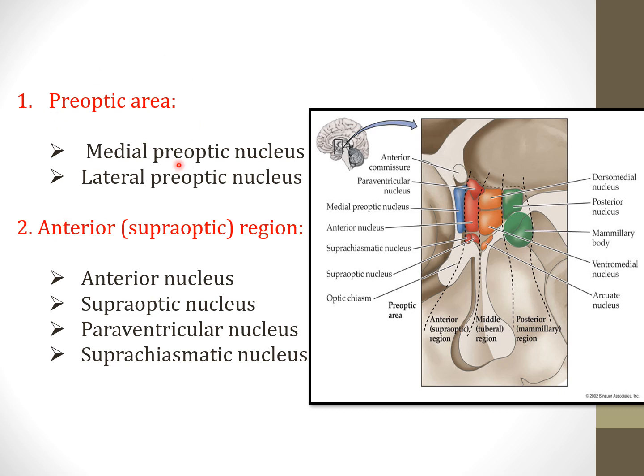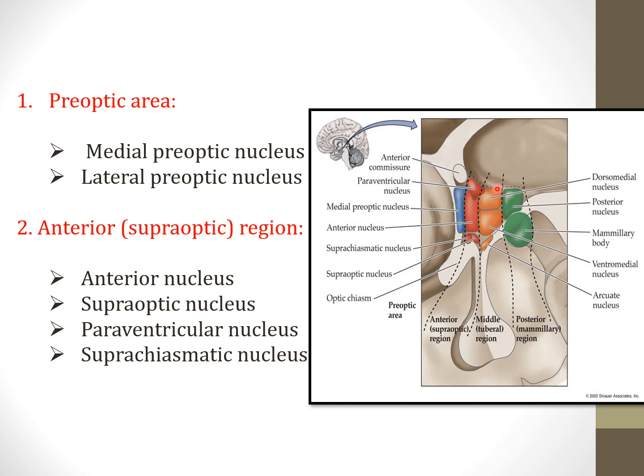Under the preoptic area we have two different nuclei: the medial preoptic nucleus and the lateral preoptic nucleus. Then moving on to the anterior or supraoptic region, we have anterior, supraoptic, paraventricular, and suprachiasmatic nuclei. Suprachiasmatic and supraoptic are located just below, we have the anterior nuclei here, and then the paraventricular above.